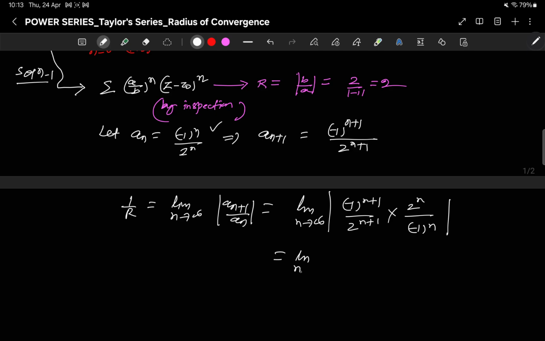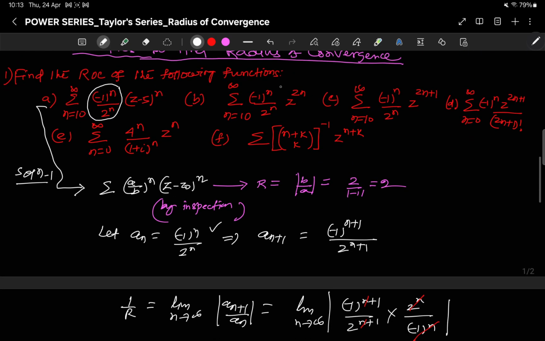So this is limit n tends to infinity. So here this 2^n and this cancelled, it is |-1| into 1 by 2, right? So this is equal to here half, but we need here r. So therefore what is your r? R is here 2, okay. So this is 2, right?